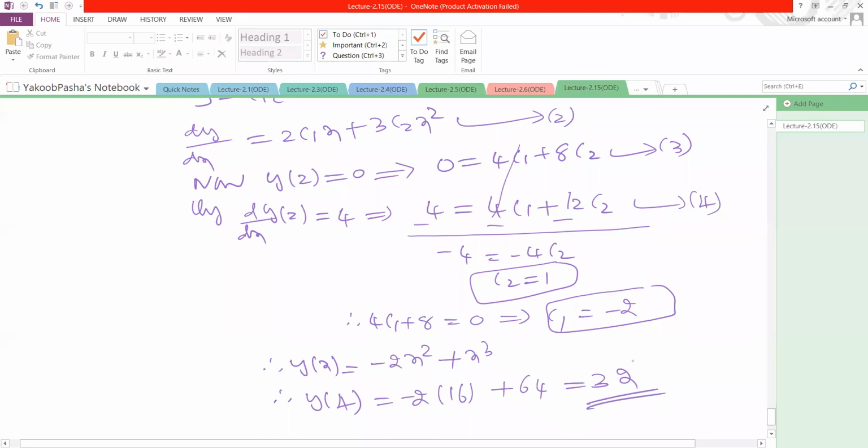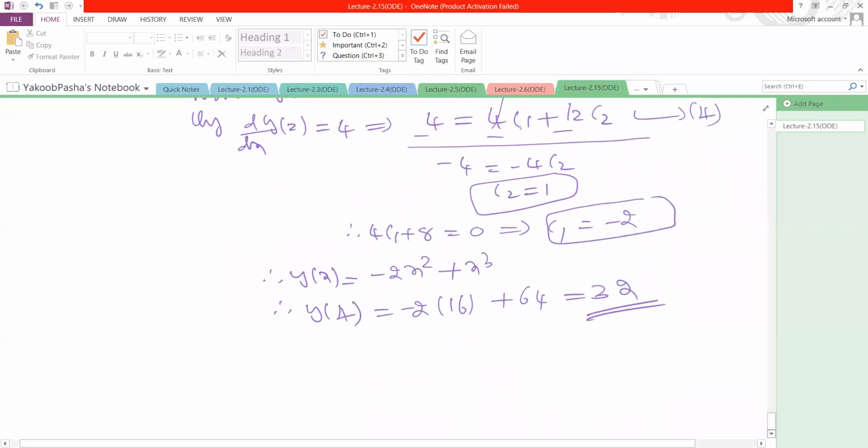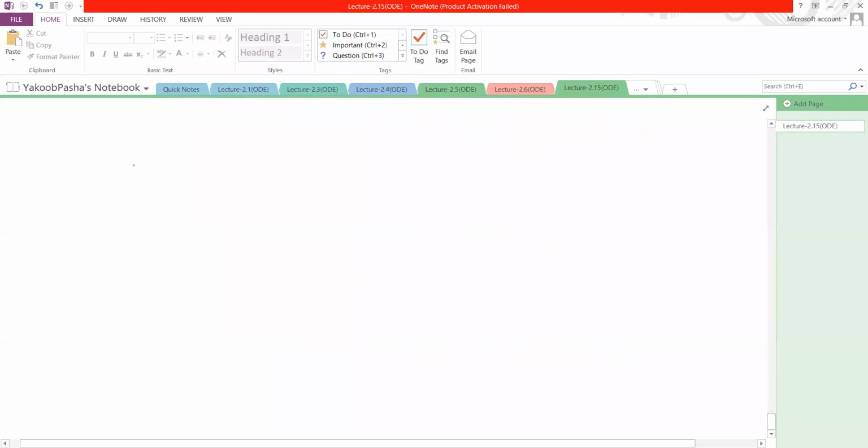Okay. Now I am taking another problem from GATE. Let y of x be the solution of the initial value problem.